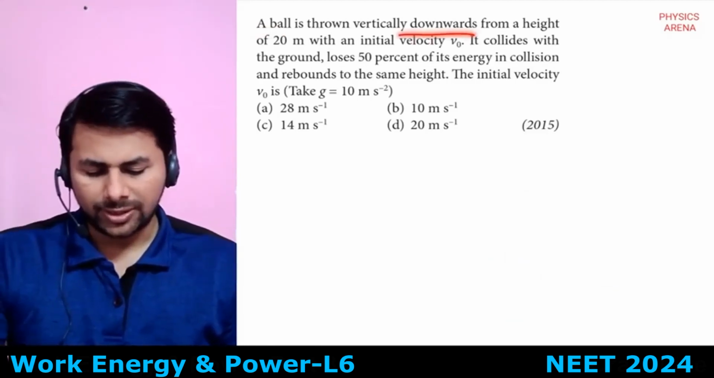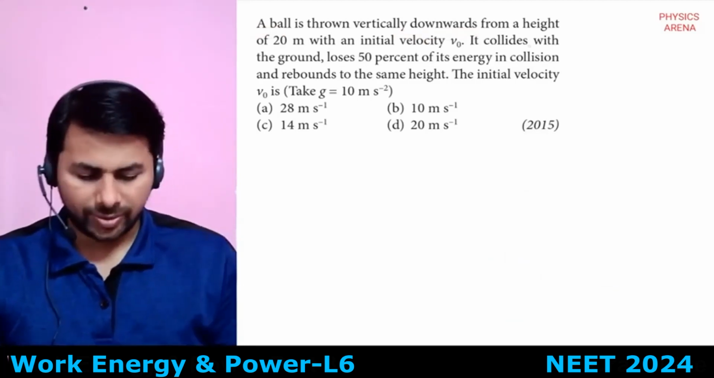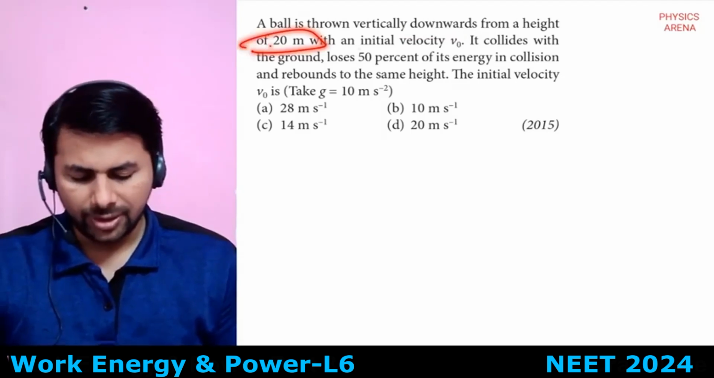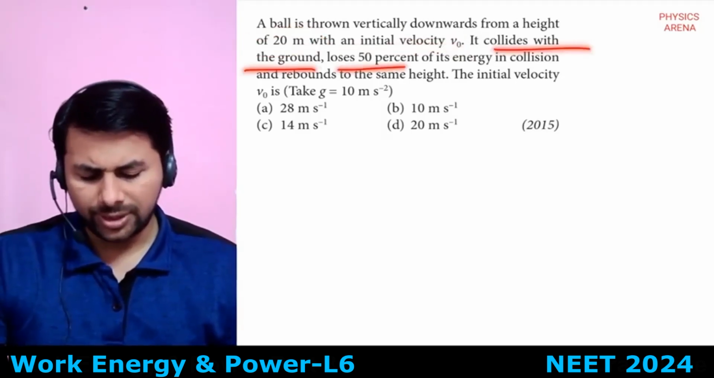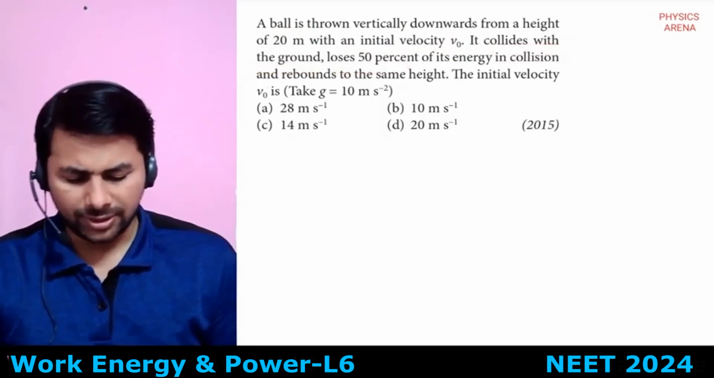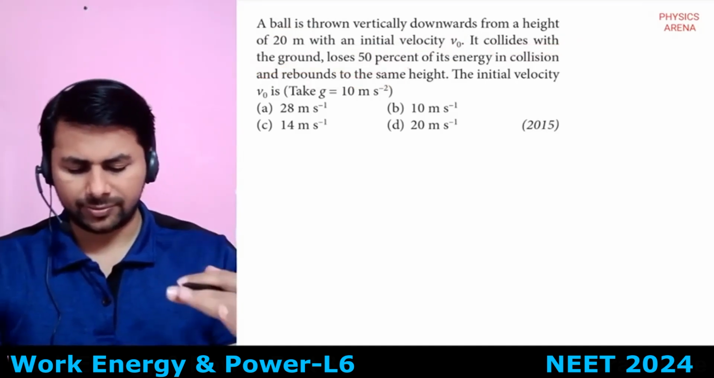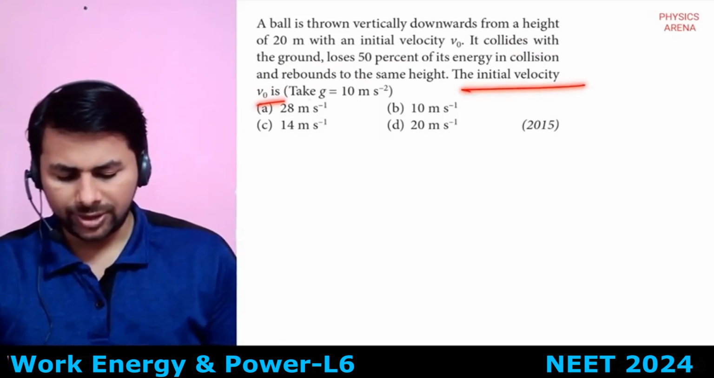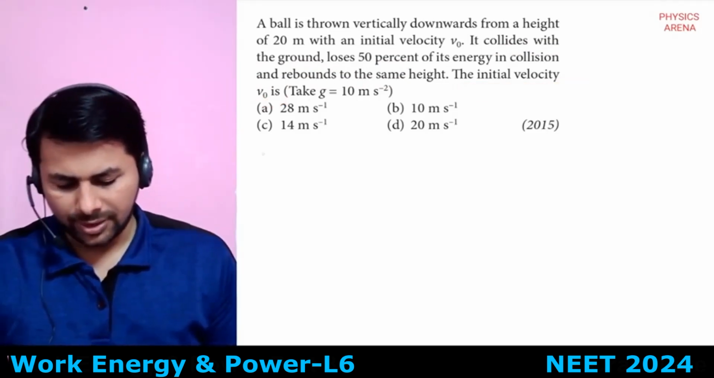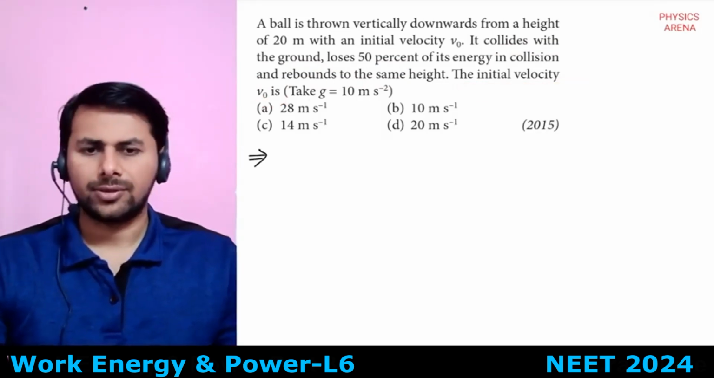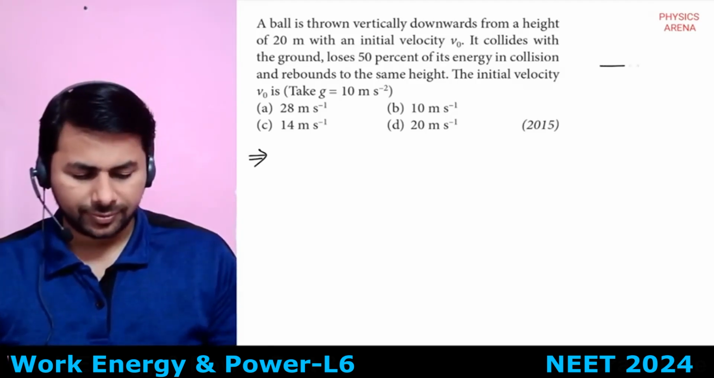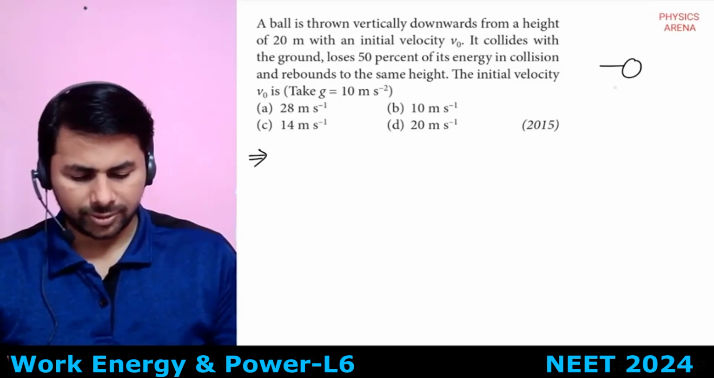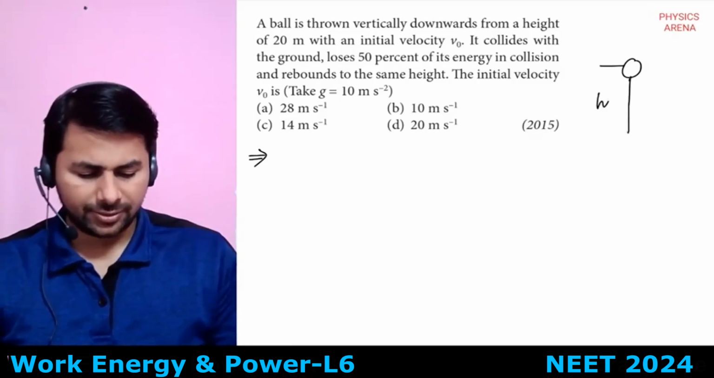A ball is thrown vertically downwards from a height of 20 meters with initial velocity v naught. It collides with the ground, loses 50% of its energy in the collision, and rebounds to the same height. The initial velocity v naught is? So tell me what to do. The ball is thrown downwards from some height h, let's say.